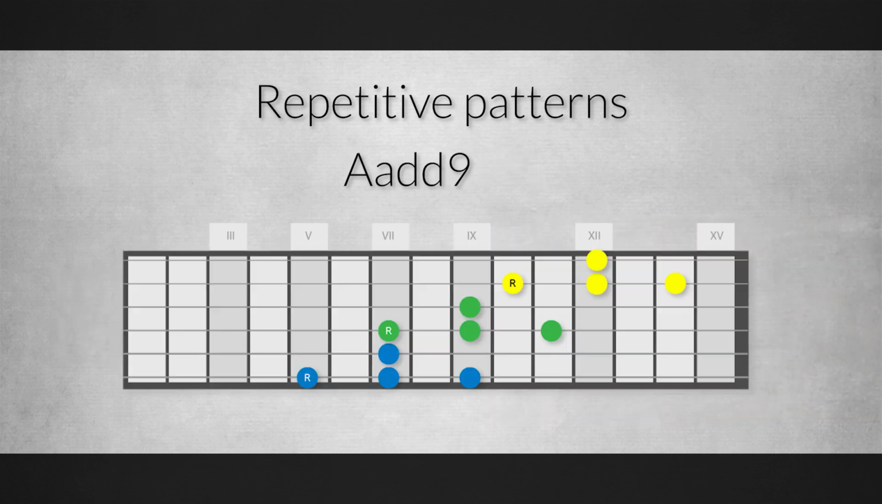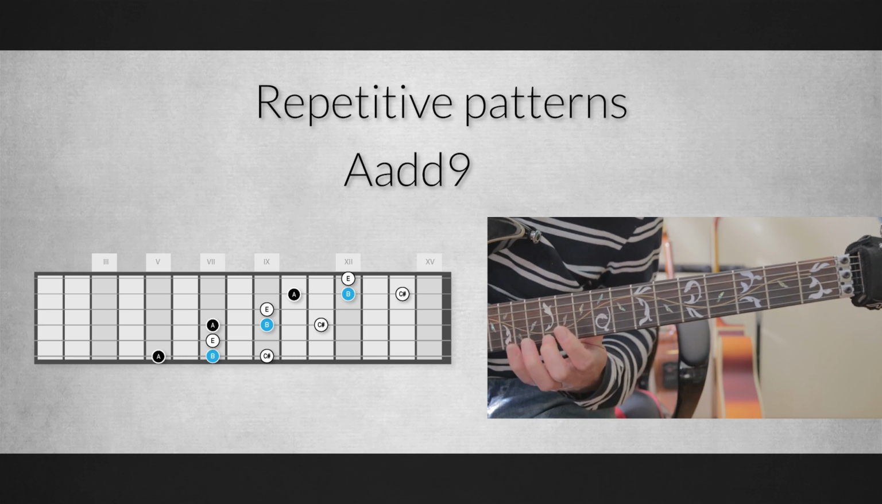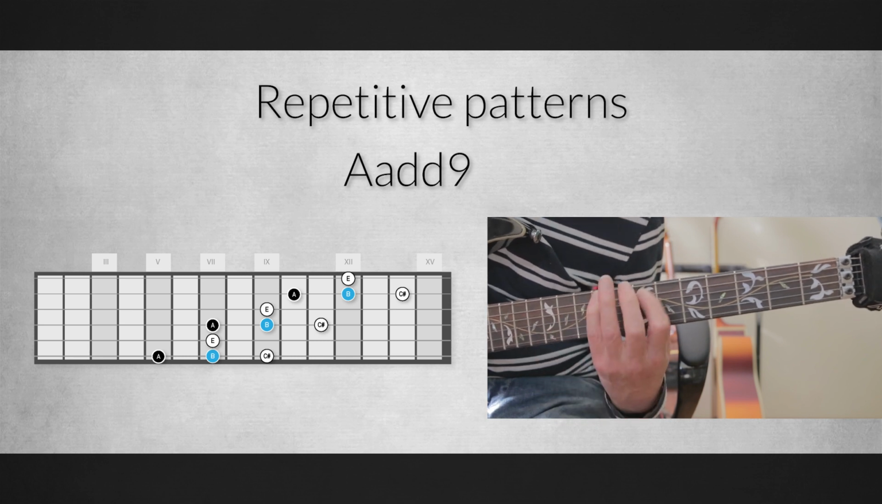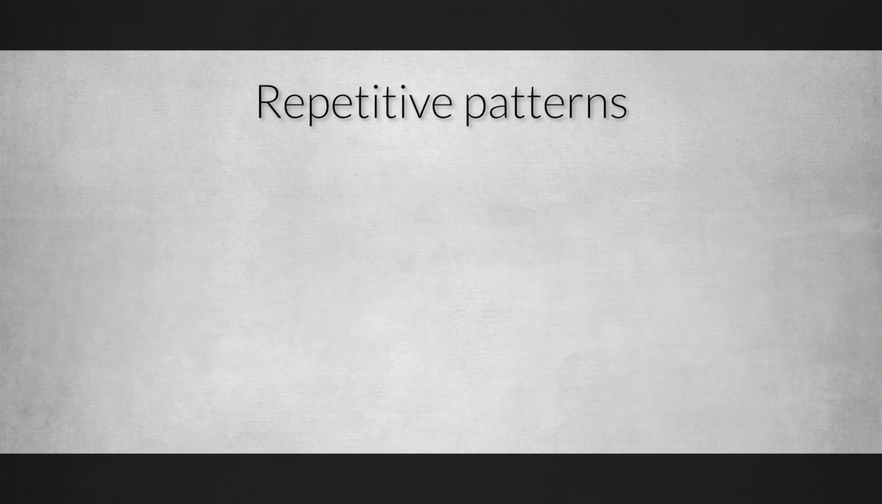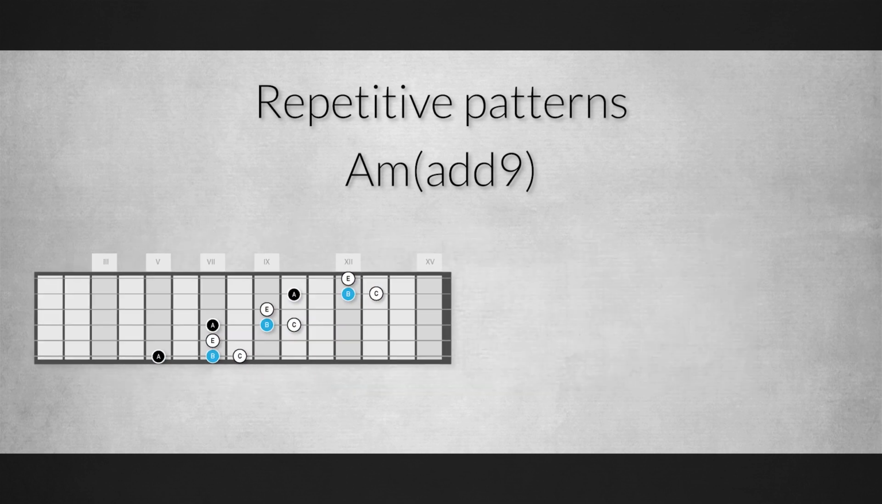And the second pattern is a little harder to play and starts on the root on the 6th string. This is a major added 9 shape over 2 strings that is repeated over string 4 and 3 and then again over string 5 and 6. And we can transform this arpeggio shape to a minor version like this.